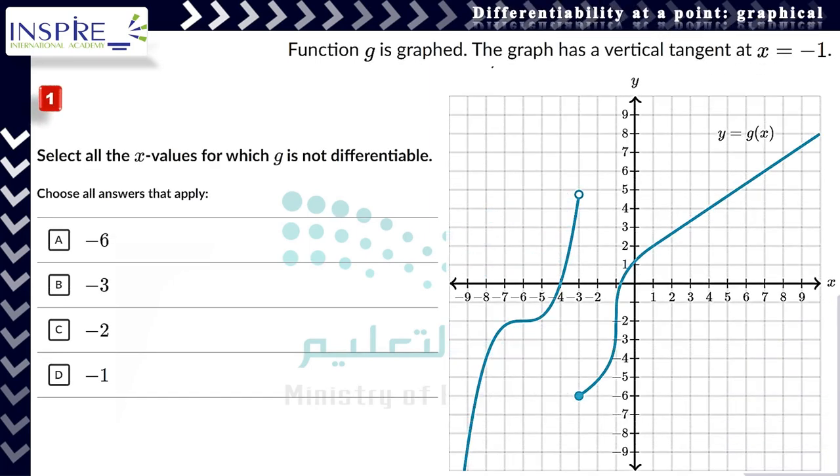Okay, here it is saying we have a vertical tangent at x is equal to -1, this part. So we already know this, at x equal to -1, it's not differentiable. What else? We notice this, the function is not continuous at x is equal to -3, so it's not differentiable at x equal to -3. That's it. Next one.